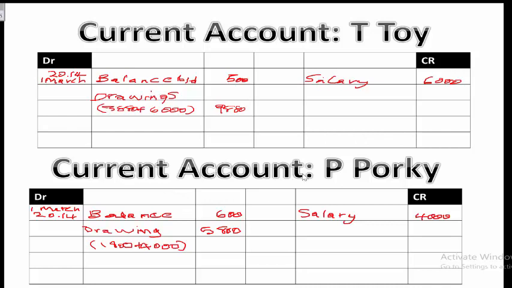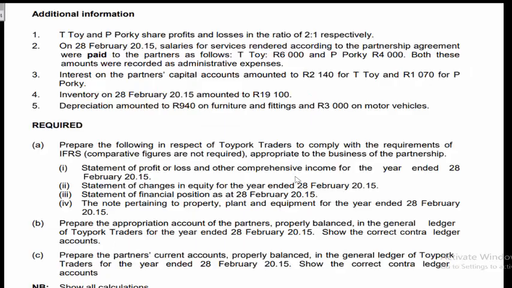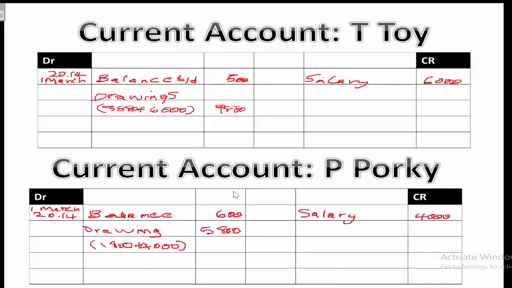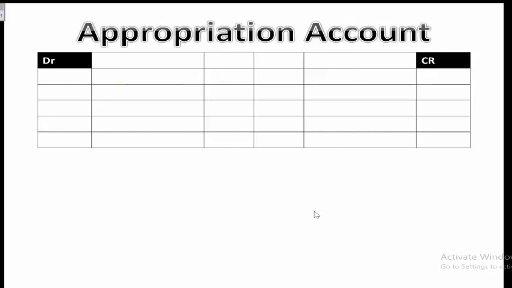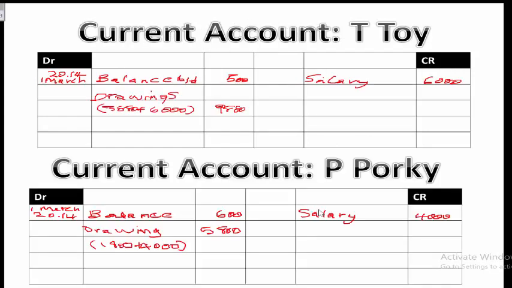So before we carry along, let's just recheck the amounts. So the amounts are 2,140 and 1,070. So let's carry on and record. So again, interest is going to be recorded where? On the credit side of. So we have 1,070. Okay, let me go back just once before we start recording under the appropriation account. Let's just finish up with all the amounts that we can record on the current account.